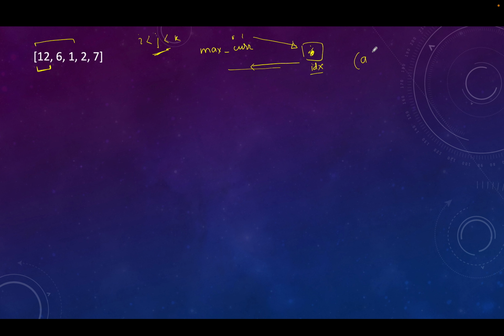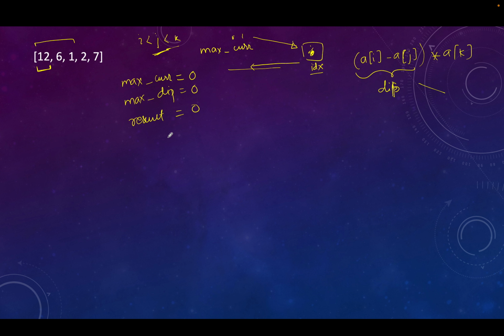So remember, a[i] minus a[j] multiplied by a[k], where i is less than j is less than k. Let's call this difference some dip. So how much dip was there, or you can call it difference also. So max dip or max difference. So let's keep track of max current, the max so far before the current index. So let's initialize that with 0, max dip as 0, and then the overall result. So let's start that with 0.